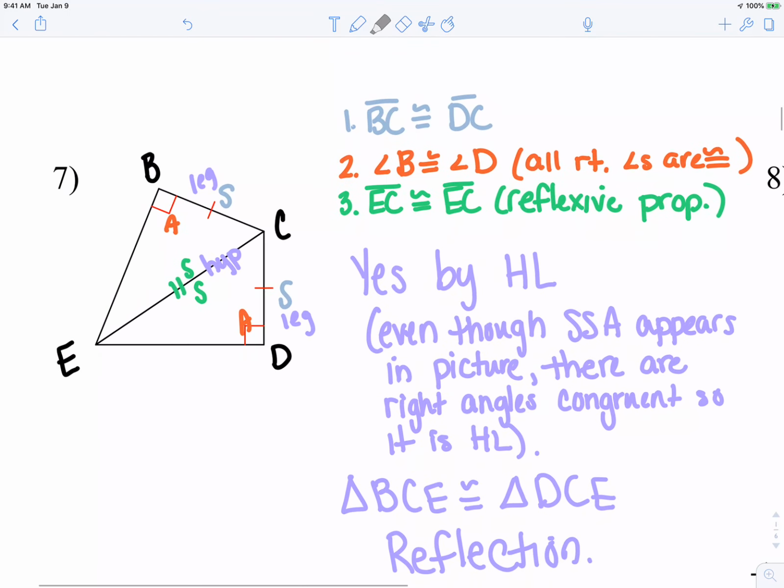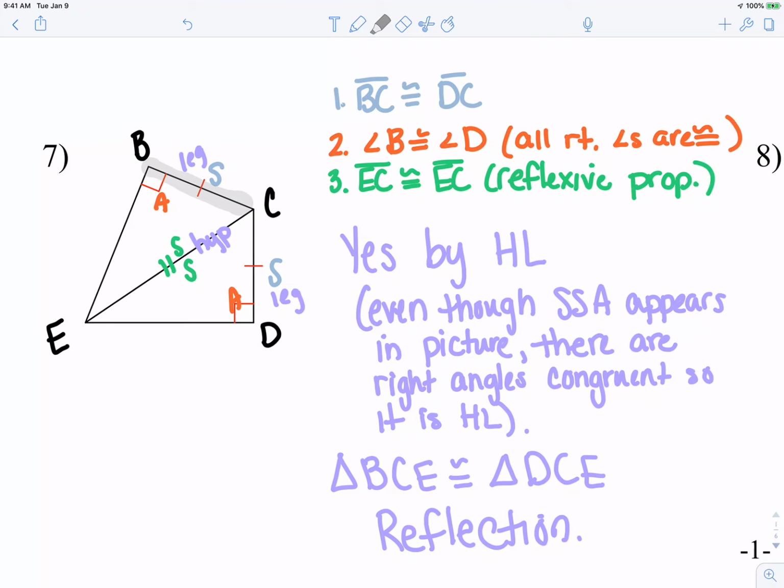Number 7, we start out with BC is congruent to CD. Then we have angles D and B are congruent because all right angles are congruent. Then we have this side right here congruent to itself by the reflexive property. If you just look at the A's and the S's, it spells the bad word, so you might have been tempted to dismiss it, but it is the exception. This is HL. You have a pair of congruent hypotenuses, a pair of congruent legs, and of course, these are right angles, or I wouldn't have used the word hypotenuse.